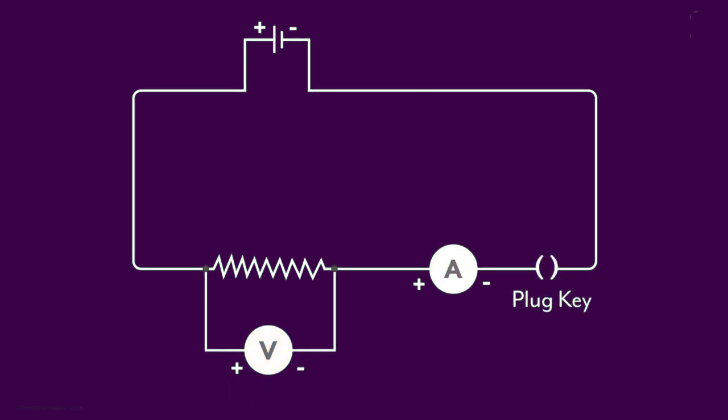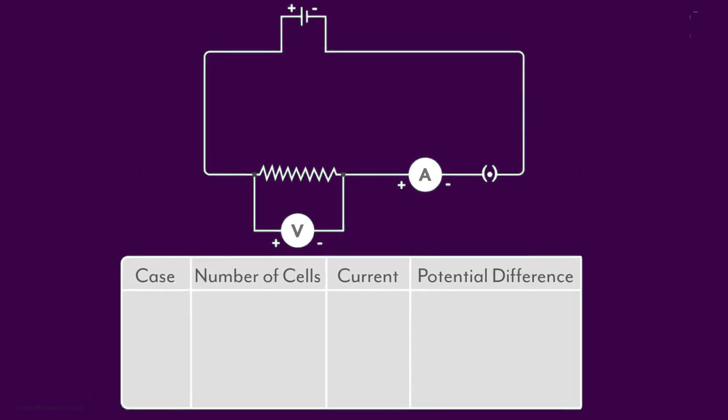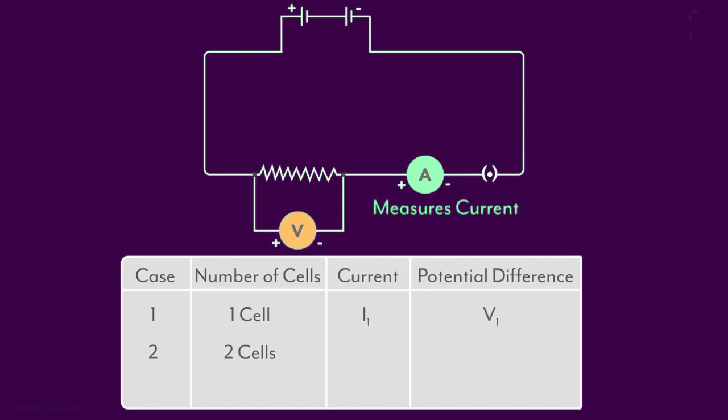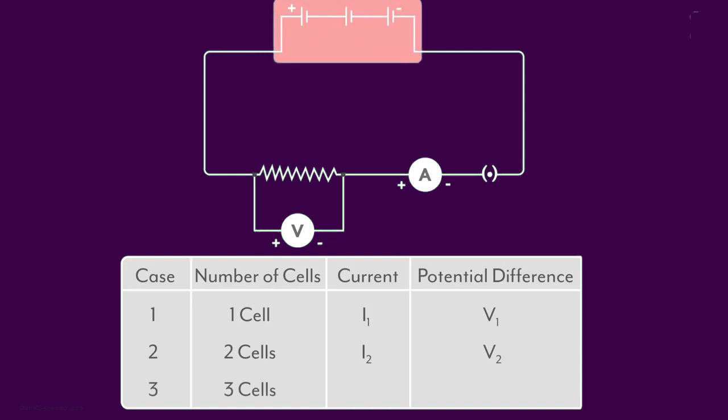You will close the plug key and note down some readings from the ammeter and voltmeter. Let the current and potential difference be I1 and V1. In the second case, connect the two cells in the circuit and note the respective readings of the ammeter and voltmeter. Don't forget, the ammeter measures the current and the voltmeter gives the potential across the nichrome wire. Let's take two readings I2 and V2 respectively, and then repeat the same procedure for the third cell.